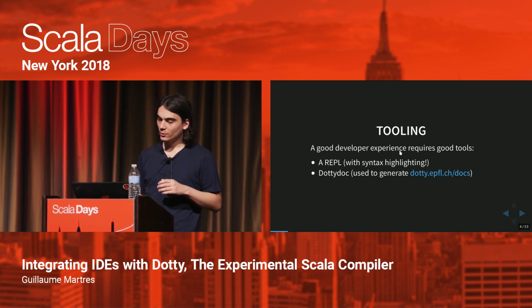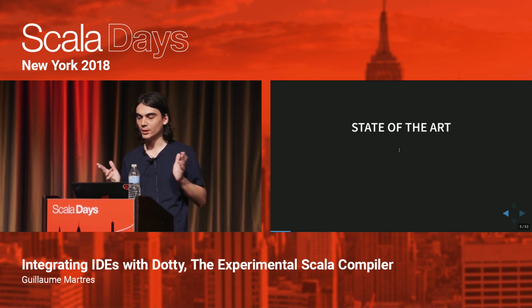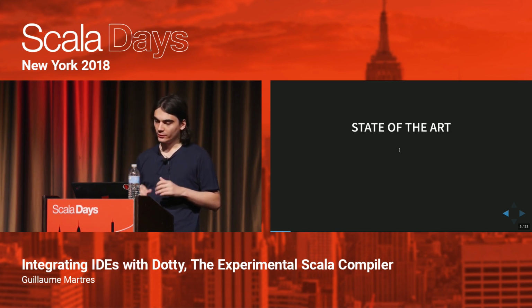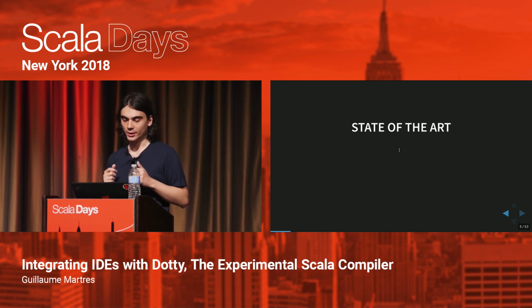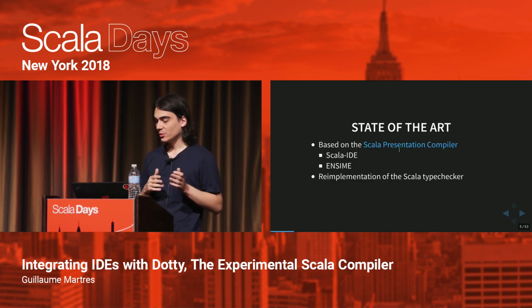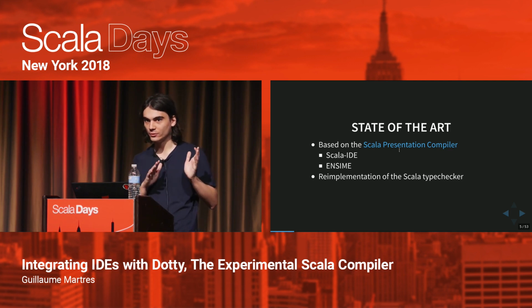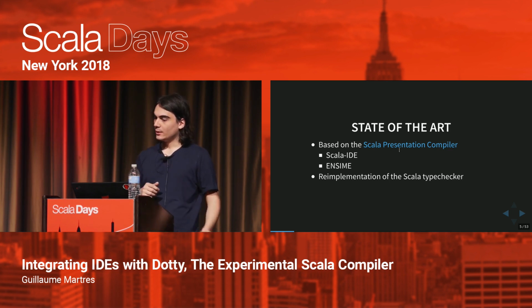So first, a brief recap of the state of the art of IDE support in Scala land. There are two kinds of IDEs, really, in Scala. There are the ones based on the Scala presentation compiler, which is just a special mode of scalac. These are the Scala IDE, the Eclipse plugin, and Ensime. And there are re-implementations of the Scala type checker, or more exactly, there's exactly one re-implementation, because who would be crazy enough to do that, right? Which is the Scala plugin for IntelliJ IDEA.